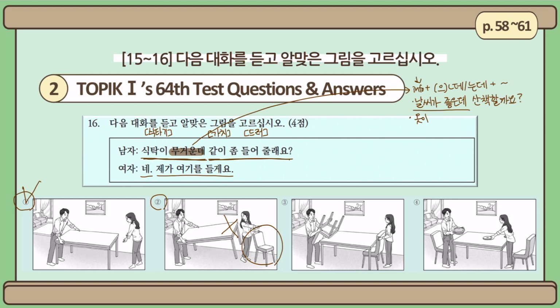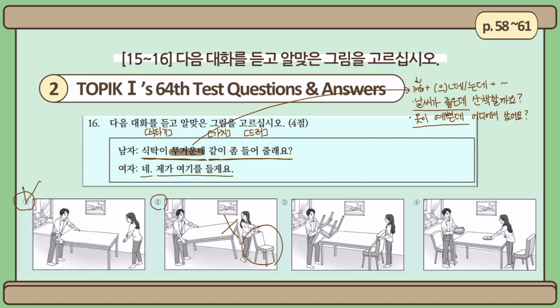옷이 예쁜데 어디에서 샀어요? Why is the speaker asking where the listener bought their clothes? Because their outfit looks pretty. 옷이 예쁜데. Again, to connect these two clauses, the ending 은데 is used.